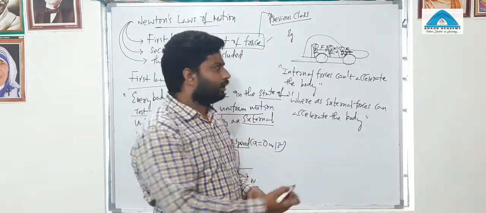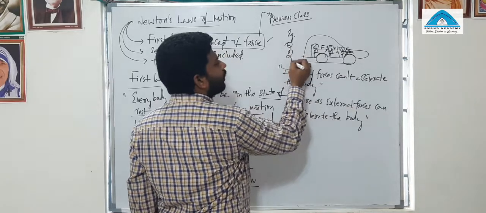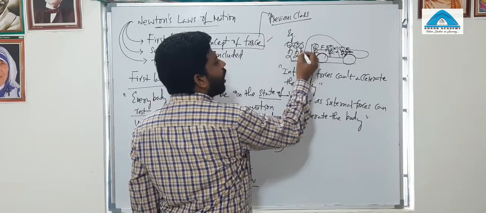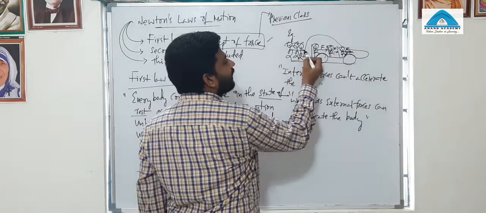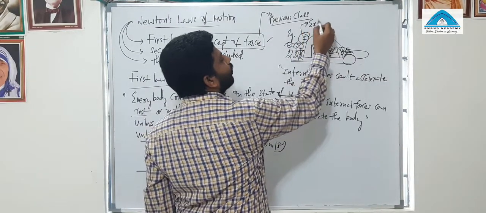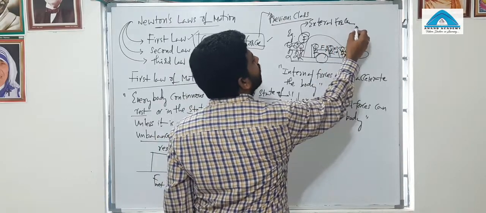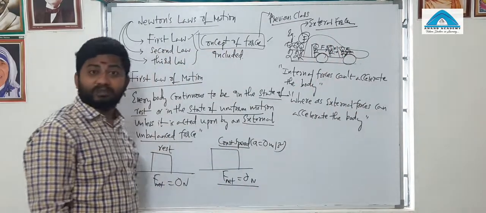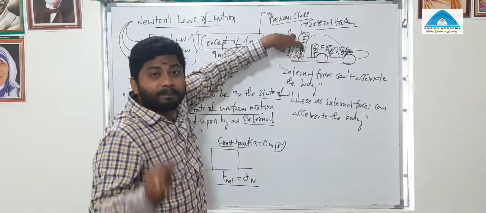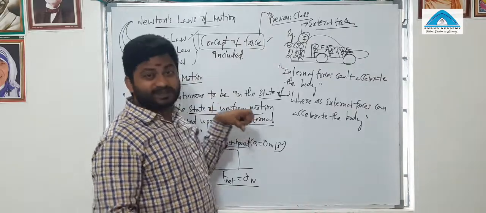For example, the same three persons came outside the car and applied a force, and this force is called external force. So what is this force called? External force. And this external force will definitely move the car, because now these three people are not part of the system, they are out of the system.